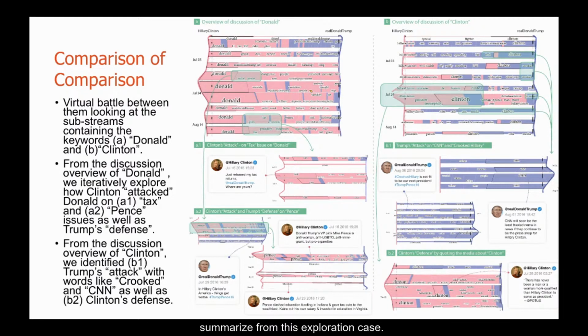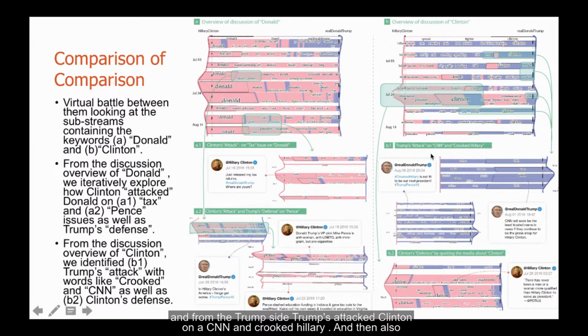To summarize from this exploration case, we have shown the verbal battles between Hillary Clinton and Donald Trump. Clinton attacks on the tax issue first, and then the attack on Pence, and Trump defended. From the Trump side, Trump attacked Clinton on CNN and crooked Hillary, and then Clinton also defends by quoting the media, good words about Clinton. With this, we can also conduct a comparison of comparisons showing these verbal battles.